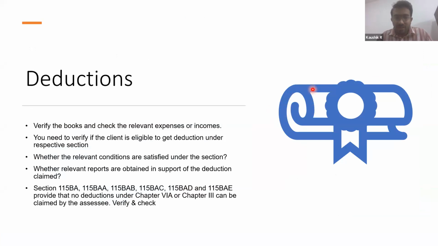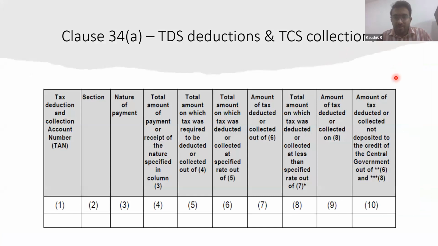So now we are coming to a very important clause. The whole tax audit revolves around this clause only. If it is tax audit, there is a lot of work involved. People will always tell, right? Why is it so? It is only because of this clause 34. What is being asked under this? They are asking many things here. TDS deduction related details they are asking. TCS collections also they are asking here.